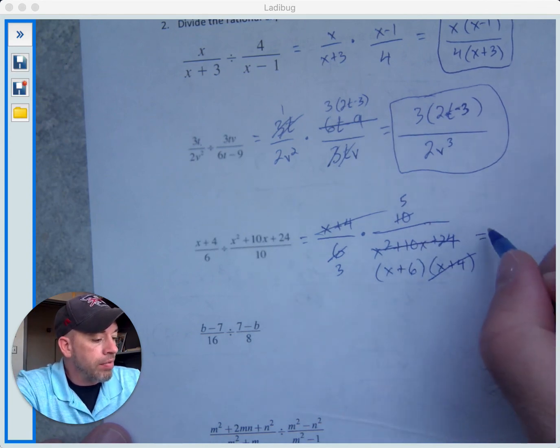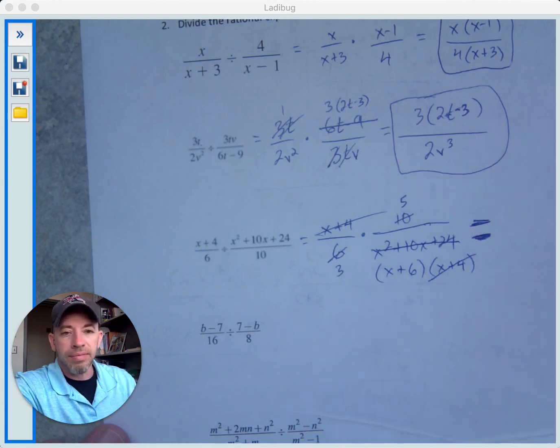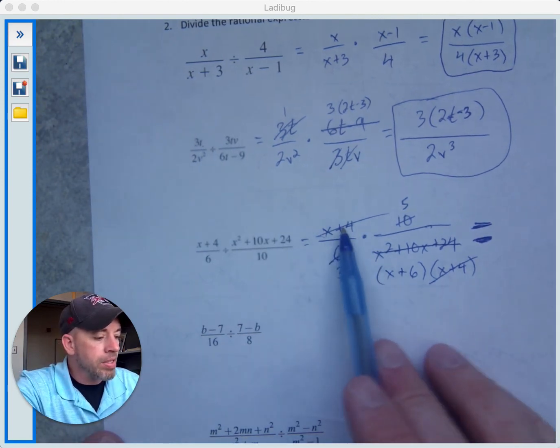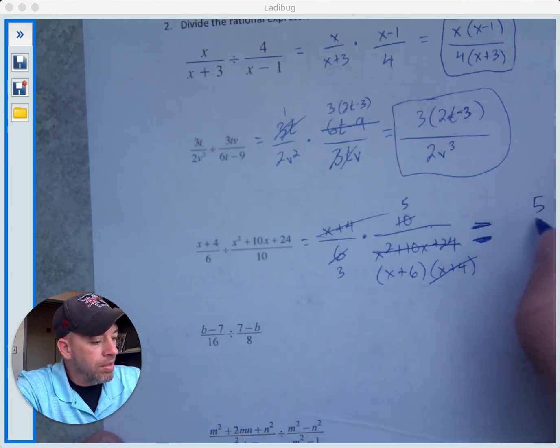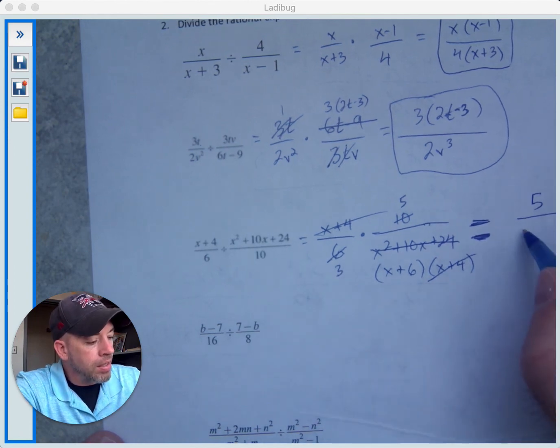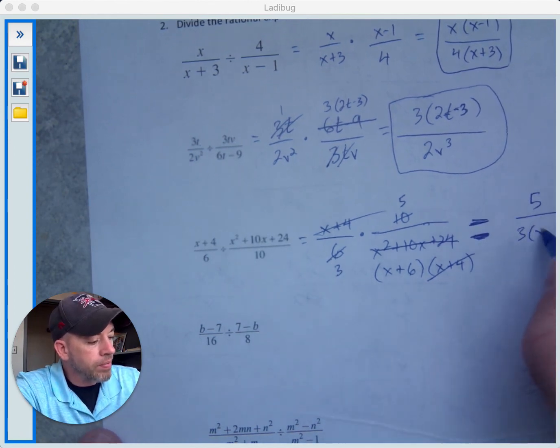And so what do we have here? Equal sign. Big equal sign. All right. So on the top here, we just have the 5. On the bottom, we have a 3 times x plus 6.